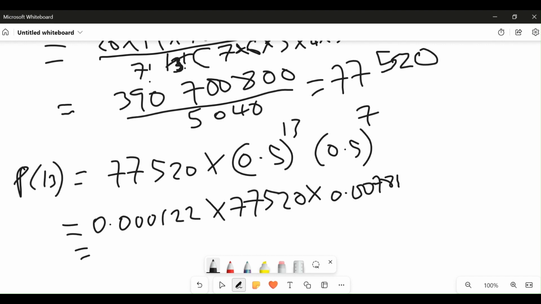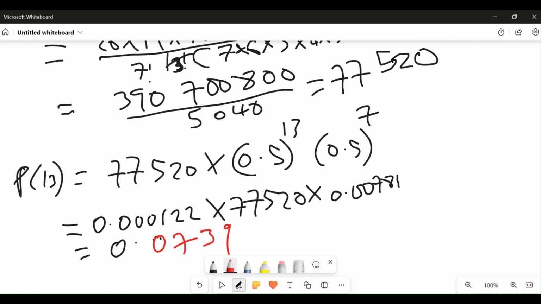That's 0.00781 times 77520 times 0.0000122. That gives us 0.0739. This is the probability of 13. So now we keep on calculating till we get to the last one, which is 20, and we are going to add all these together, because we are finding the probability of 12 or more.